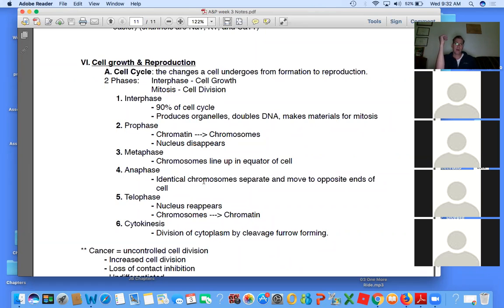And there's really two phases of a cell's life. The cell cycle is really the cell's life. One phase is the interphase. That's the growth of the cell. Not much is happening. You're just growing. 90% of a cell's life is in the interphase. It makes organelles, doubles the genetic material, doubles the amount of the organelles, and makes materials for mitosis, breaking apart the cell. The cell division itself is prophase, metaphase, anaphase, telophase.